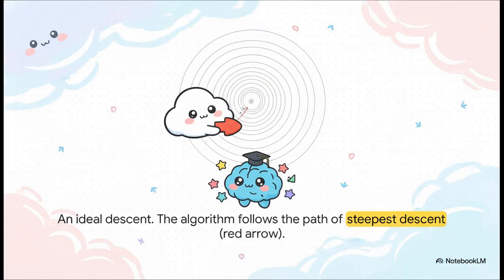Now, in a perfect world, the problem looks exactly like this. A nice, simple bowl. You start somewhere up on the rim, you look around for the steepest way down, and you just follow that path. That red arrow, that's showing you the path of steepest descent, and it leads you straight to the bottom, right to that point of minimum error. Seems easy, right? Well, spoiler alert, the real world is almost never this clean.